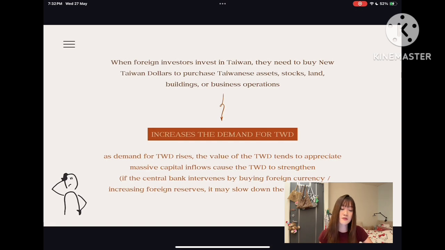However, the appreciation may be slowed down if the central bank intervenes. For example, the central bank may buy foreign currency and increase foreign reserves in order to prevent the Taiwan dollar from appreciating too quickly. So overall, FDI and FPI both bring capital into Taiwan, and these inflows increase demand for Taiwan dollars, causing upward pressure on the value of the new Taiwan dollar.